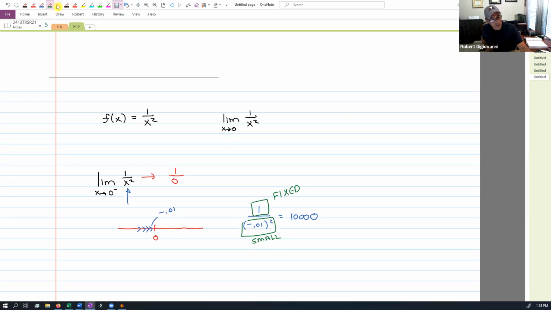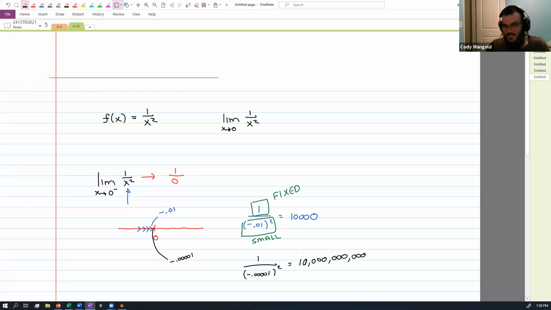But what would happen if we take a number that's even smaller, right? Even closer to 0, like negative 0.00001. And we plug that in, 1 over negative 0.00001, and then square that. Let's see, I'll do that on my calculator. How many zeros do I have? I get 1 with 10 zeros. 1, 2, 3, 4, 5, 6, 7, 8, 9, oops, 10. There we go. Okay, so what is that? 10 billion?